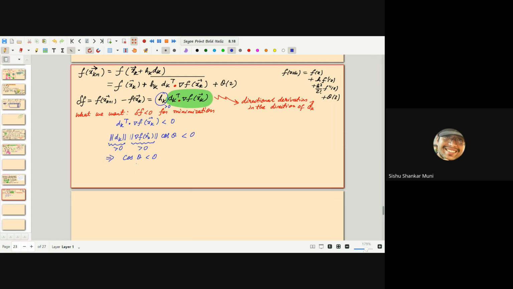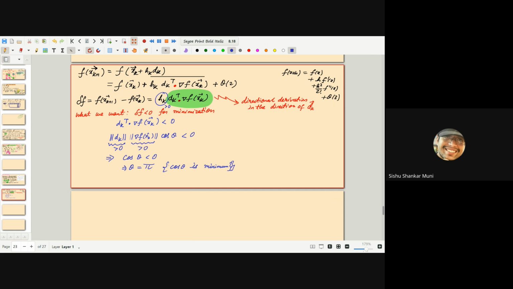If cos theta is less than 0, for what angles? It can be any of several values. But if we have the choice, why don't we go to the minimum? What is the minimum or least value of cos? It is -1, which happens at pi. So theta equals pi, where cos theta is minimum. You can take that value. Theta equals pi.